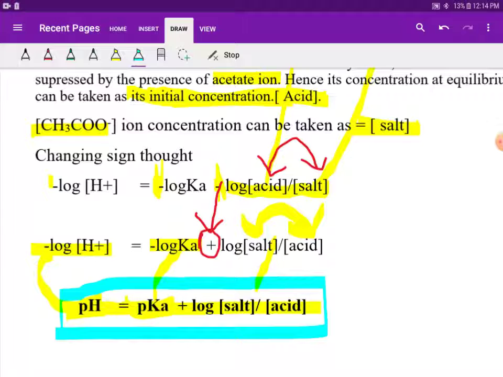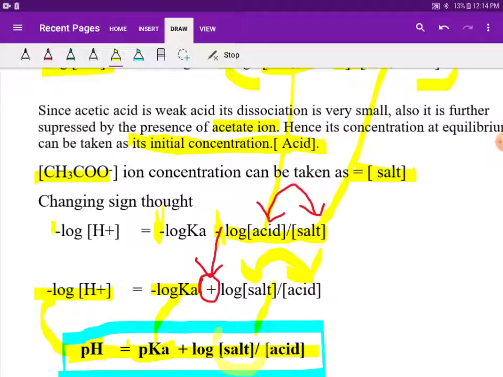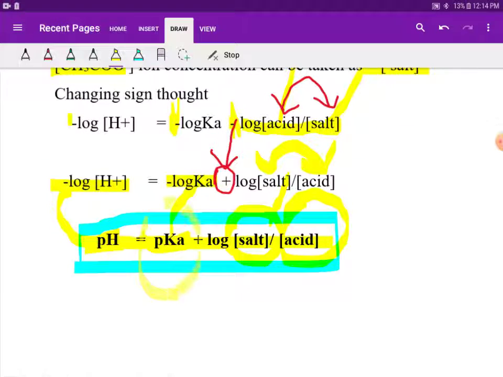By simply knowing the concentration of the salt and the concentration of the weak acid, and knowing the pKa value, it is possible to calculate the pH of an acidic buffer solution.